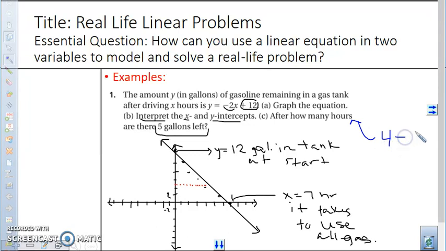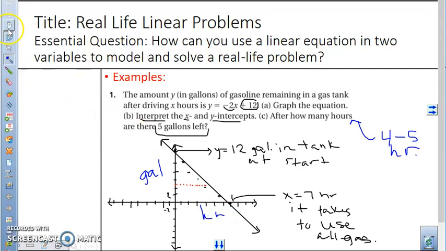Yours should have a much better estimate. So tell me how close I got with my little sketch. 4 to 5 hours until there's 5 gallons left. All right, remembering this y-axis is your gallons and this x-axis is your hours.